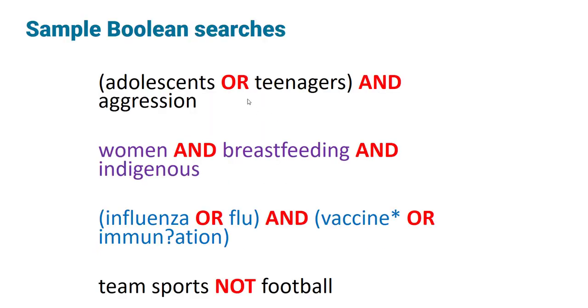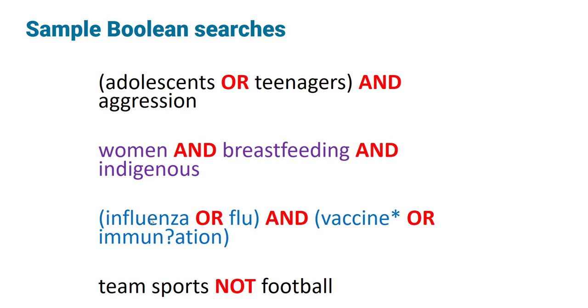Here are some sample Boolean searches. In the first row, adolescents or teachers or teenagers are synonyms, so we put an OR between them. And the brackets around them mean that they are searched first, and then that search will be combined with AND with the term aggression. This will narrow it down. The more ANDs you have, as in this second example, the narrower it will become, like women and breastfeeding and Indigenous.